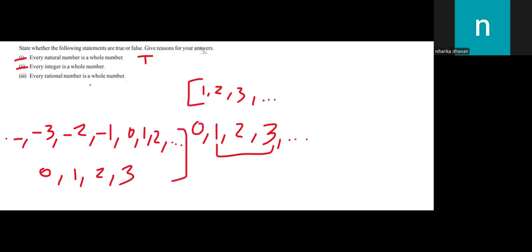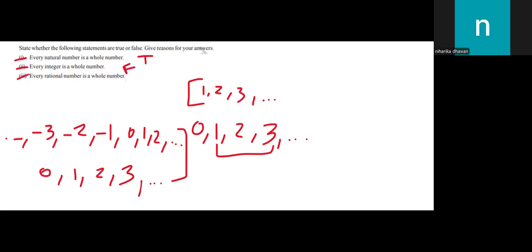So here they are asking whether every integer is a whole number. Here we can see we have -3, -2, and -1, which are integers, but these are not whole numbers, because whole numbers are 0, 1, 2, and 3, and so on only. So we can say that this statement is false.